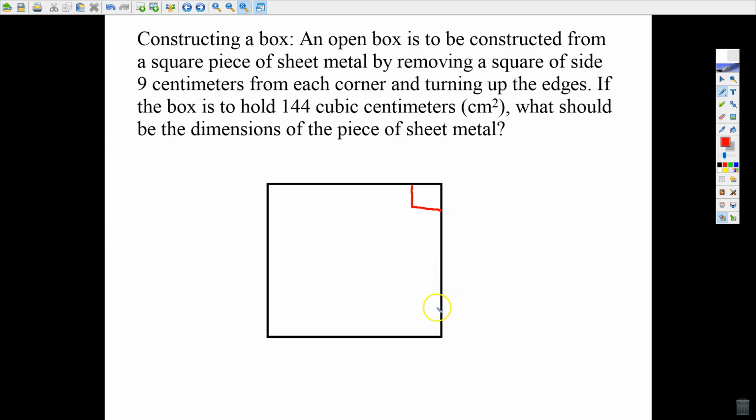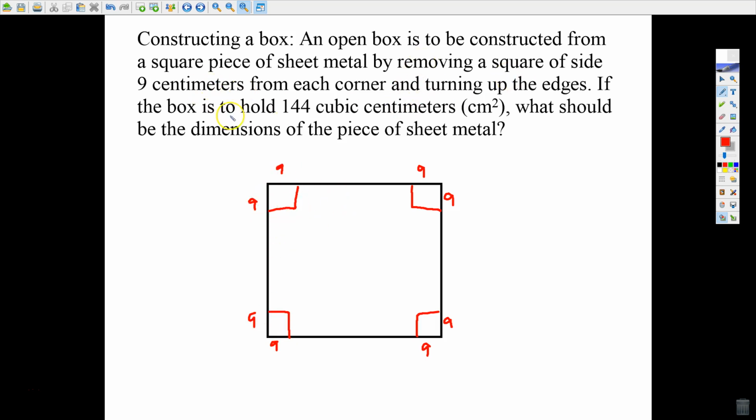I'm removing a square. Pretend those are straight. And basically 9 centimeters from each corner. So we're just going to cut out these corners, essentially. Let's go ahead and label all these.